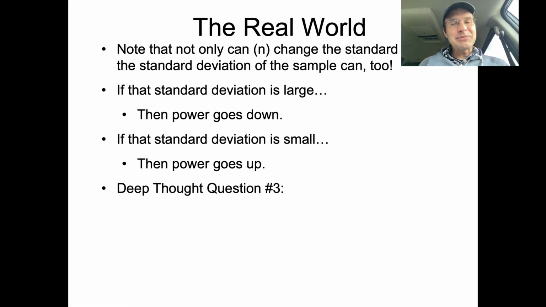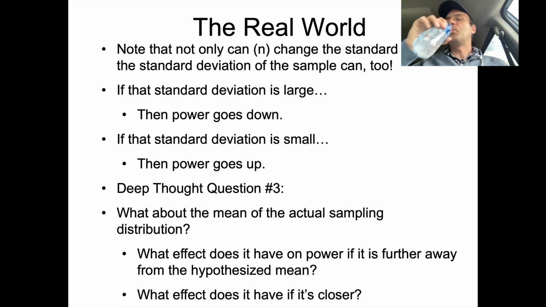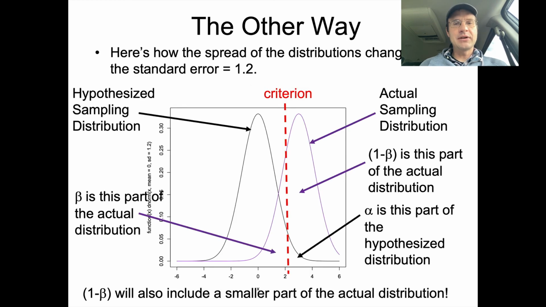All right, so deep thought question number 3. What about the mean of the actual sampling distribution? What effect does it have on power if it is further away from the hypothesized mean? And what effect does it have if it's closer? Let's think about this for a second. And maybe let's go back to those graphs so we can visualize it.